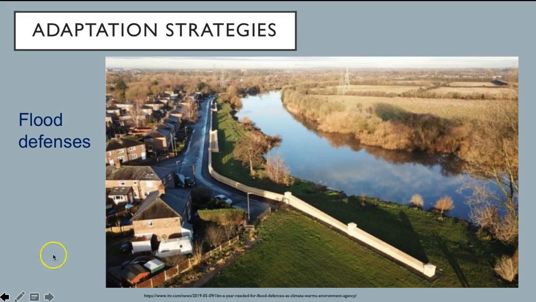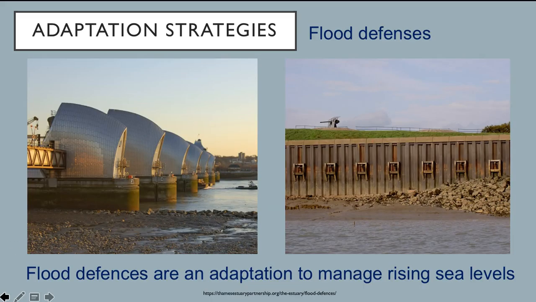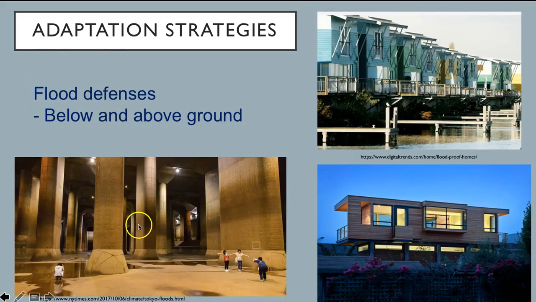coastal inundation. Here is an example of a flood defense that has been erected in Great Britain. Here are other examples of flood defenses. Flood defenses are an adaptation to manage rising sea levels and prevent coastal inundation. In this image, you see Japan's underground flood defenses and above ground flood defenses in the Netherlands and in California, USA.